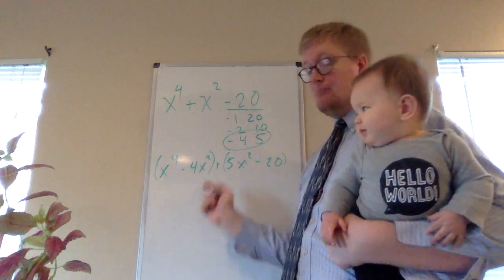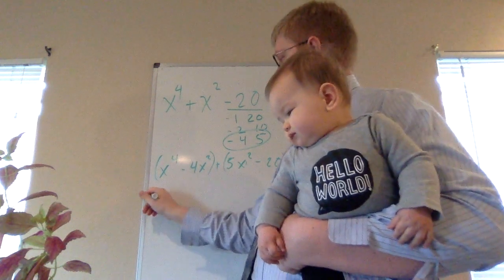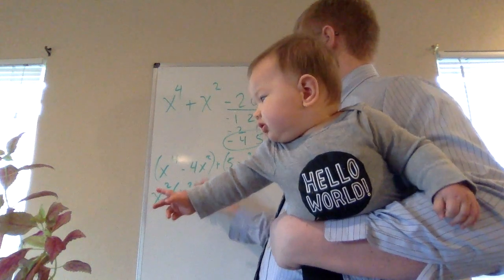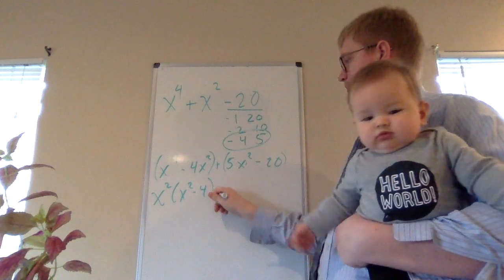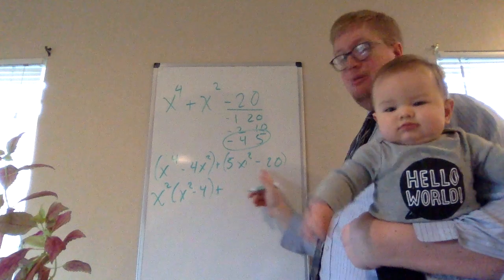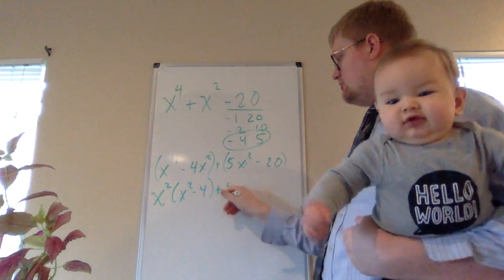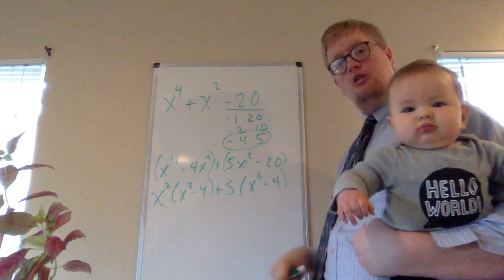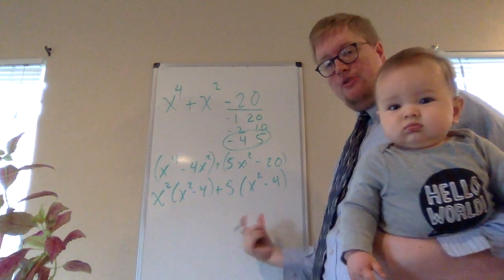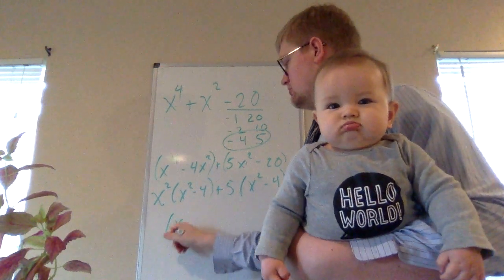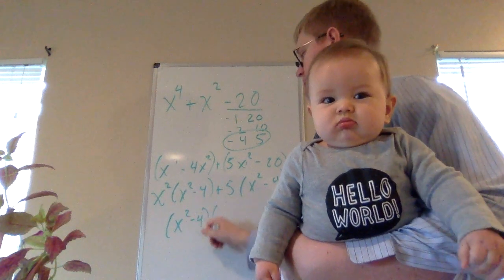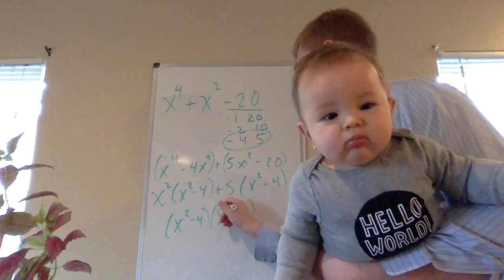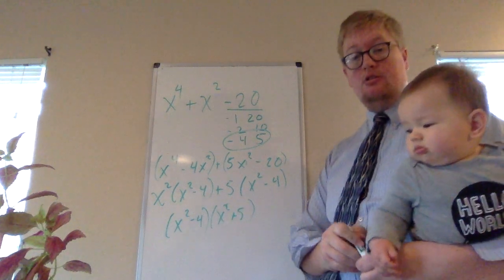And then from here, I'm going to factor out the greatest common factor of x squared, and I'm left with x squared minus 4 plus, from here, the GCF is going to be 5, x squared minus 4. x squared minus 4 is in both of these terms, so I can factor it out. And I'm left with x squared plus 5. Now that works.